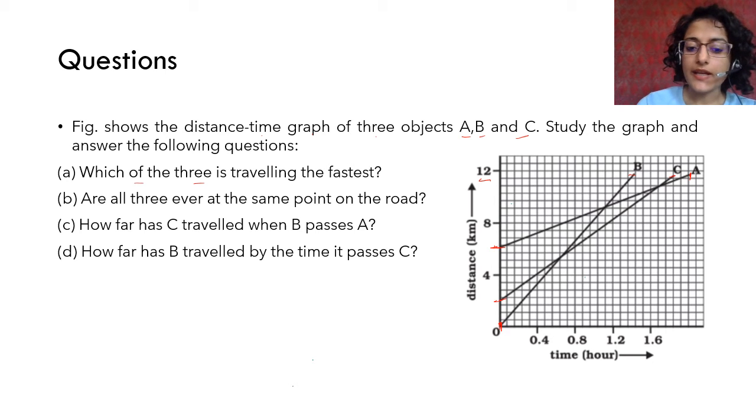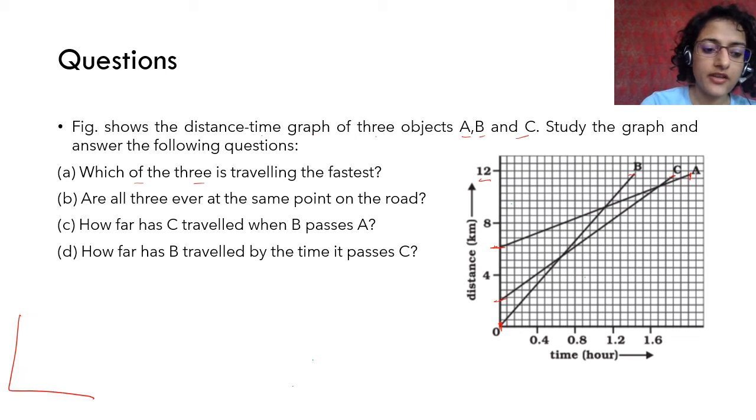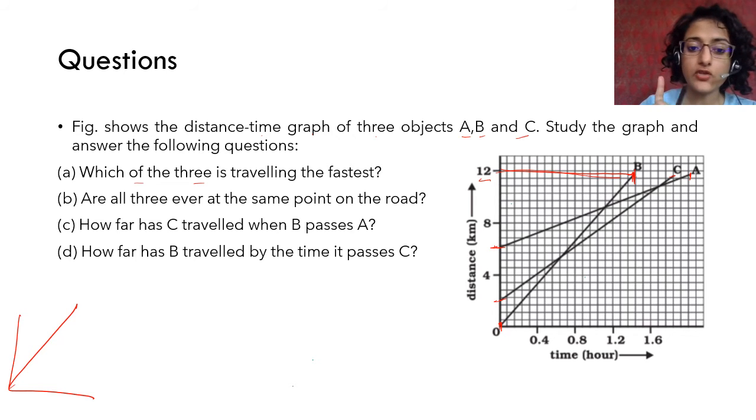You have to understand that the graph with the highest slope is the fastest, because B has taken the least amount of time to cover the same distance. सबने उतना ही distance cover किया, but B has taken the least amount of time, so B is traveling the fastest. Okay. Then we come to the second one.